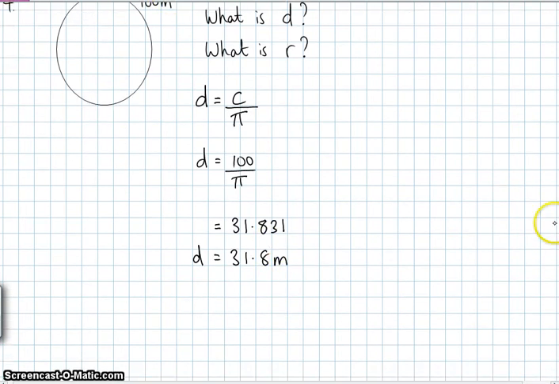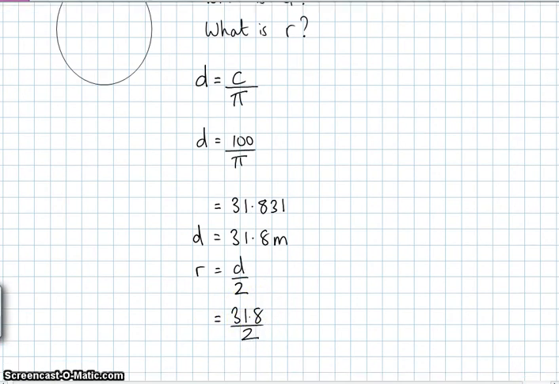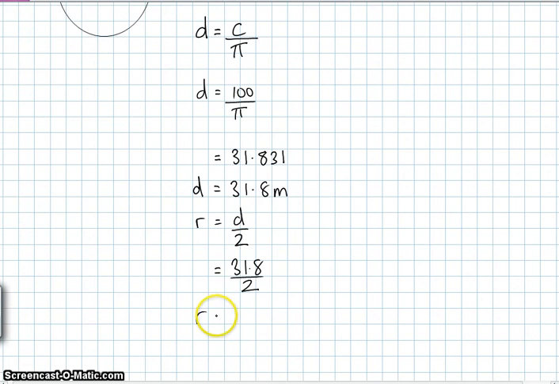Now we also said that R equals D over 2, so that means R equals 31.8 over 2. We could use a calculator if we wanted, but it is 15.9 meters, half of the diameter.